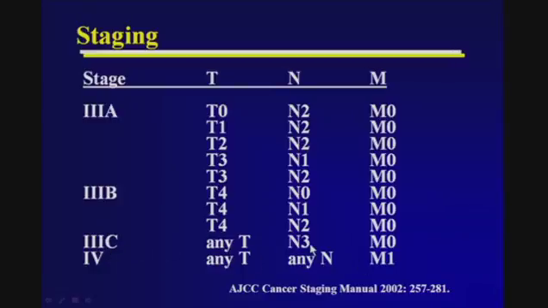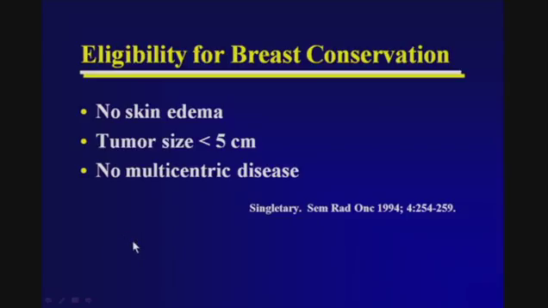But note the importance of N3. This is in 3C disease, that's any T with N3 disease. So here a good example of N3, as we talked about, would be involvement of the infraclavicular or the supraclavicular lymph nodes. And note how if there's T4 disease, that makes this patient to be staged at stage 3B.